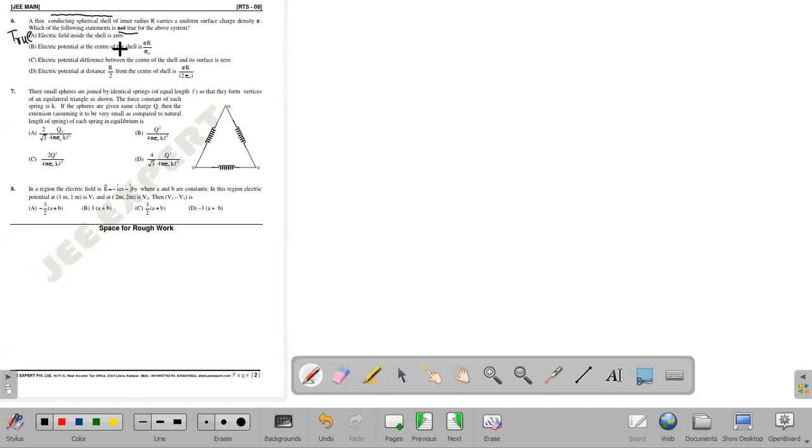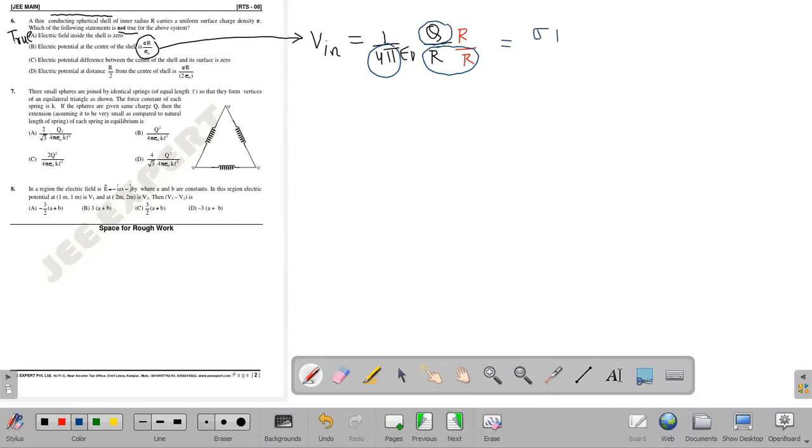Electric potential at the center of that shell will be sigma R by epsilon 0. Let me check this expression. The potential inside any uniformly charged conducting shell will be 1 over 4 pi epsilon times charge of that sphere upon capital R. So just multiply it with R and divide with R, and recall that this 4 pi R square becomes the surface area, and Q upon this surface area can be called sigma. So it is sigma R over epsilon 0, and that means this statement is a true statement.